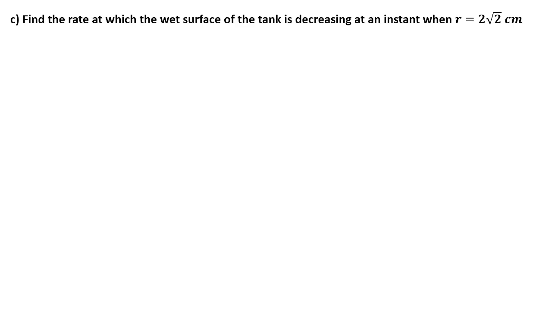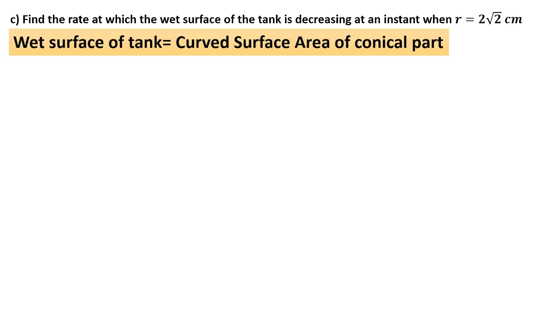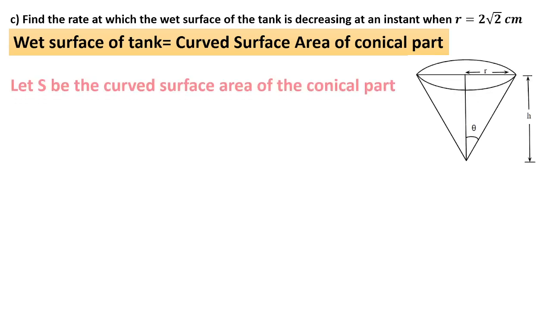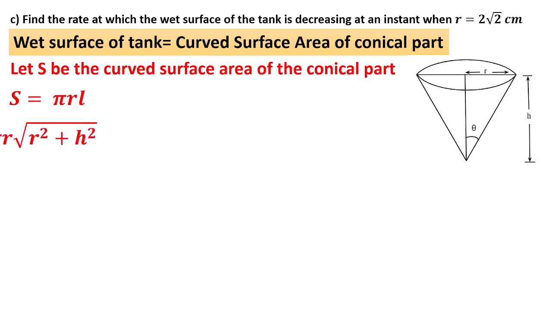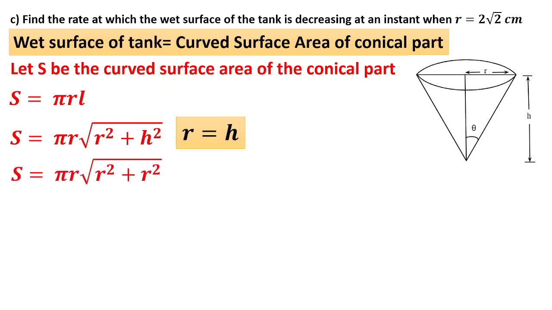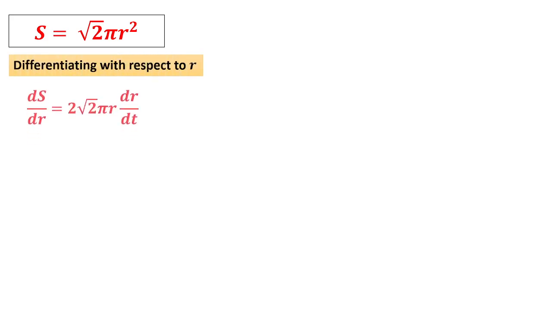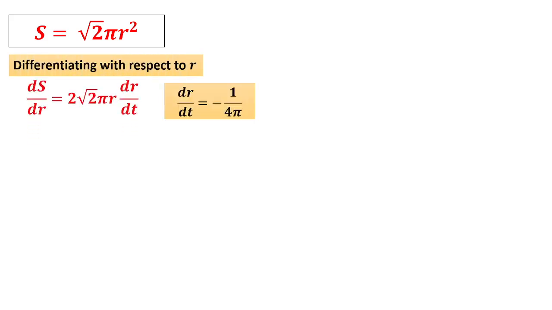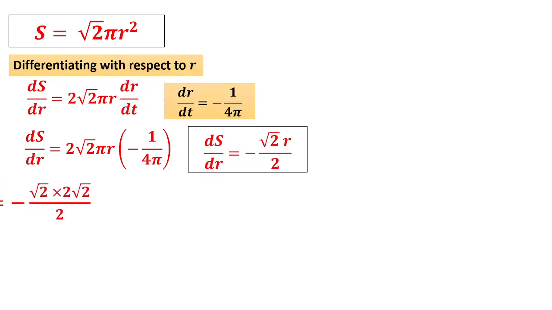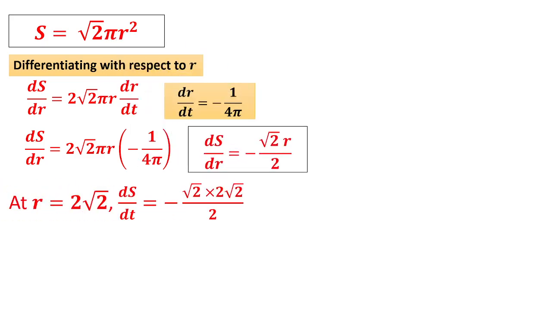Rate at which the wet surface, be careful, wet surface means curved surface area of the conical part, because the conical part only contains water. S is the curved surface area, pi r l. You know the formula for l? Root of r square plus h square, but r and h are equal. Therefore, it will become pi r into square root of 2r square. Therefore, root 2 pi r square. And differentiate with respect to r. And already we have dr by dt as -1 by 4 pi from the previous substitution. Substituting ds by dr, at r equal to 2 root 2. Therefore, ds by dt is equal to -2.